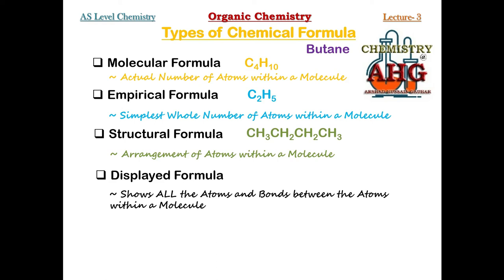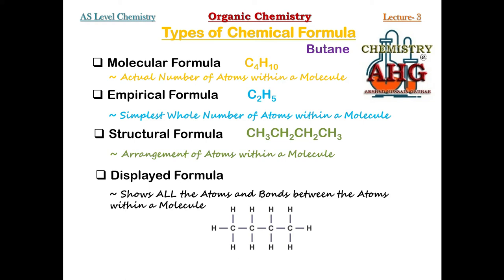You know, in butane there are four carbon, and since this is an alkane, all the four carbon will be bonded through single covalent bond to each other, and then each carbon will be bonded to different number of hydrogen atom through single covalent bond. So this formula you can see is the displayed formula, because you can come to know each carbon and hydrogen has single covalent bond.